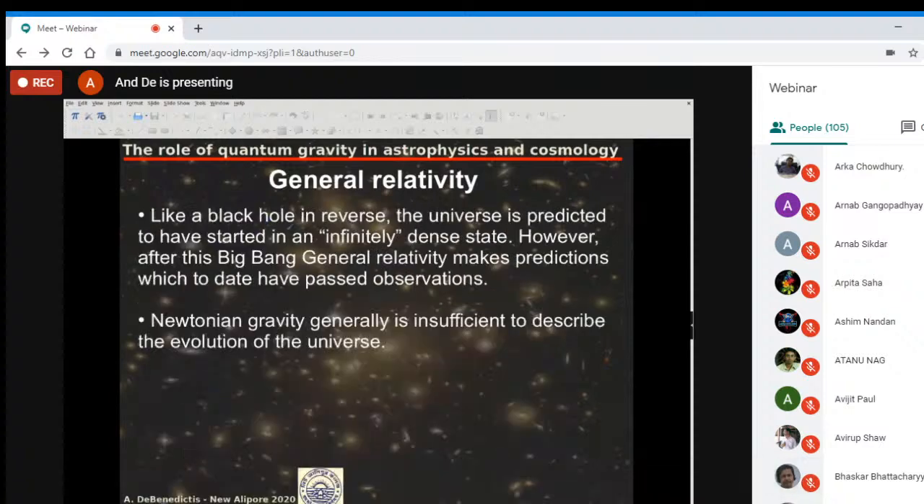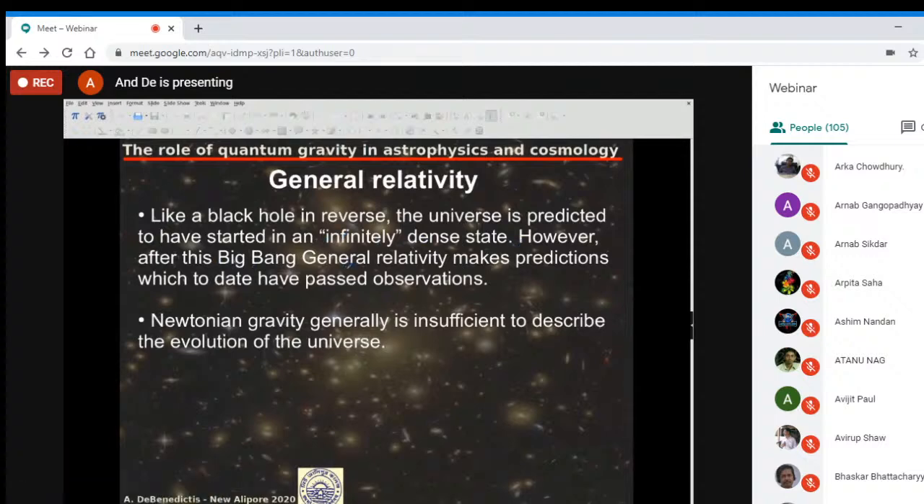This is essentially a black hole in reverse. The black hole was collapsing down to a more and more dense object, and eventually you get an infinitely dense object with that type of black hole. That's called the singularity. If you run that film backwards, then you have essentially the Big Bang. This is a little bit like the white hole that Mehdi had mentioned. So general relativity predicts under reasonable conditions that the universe started from an infinitely dense state.